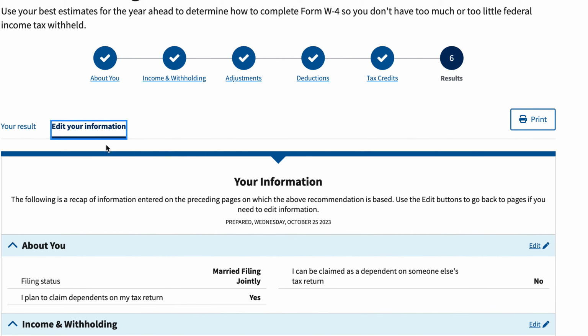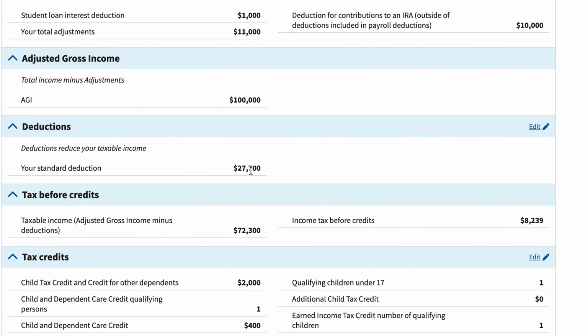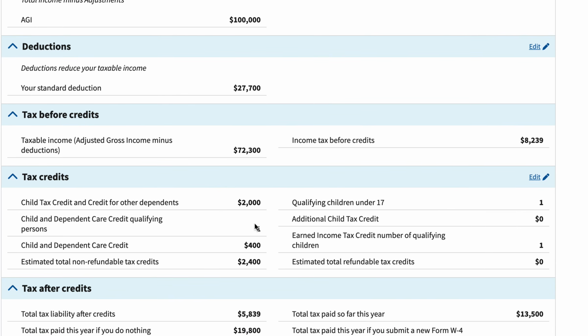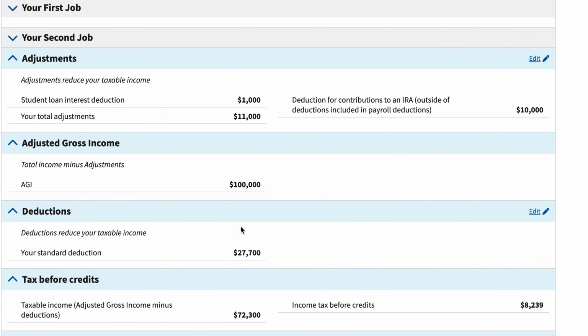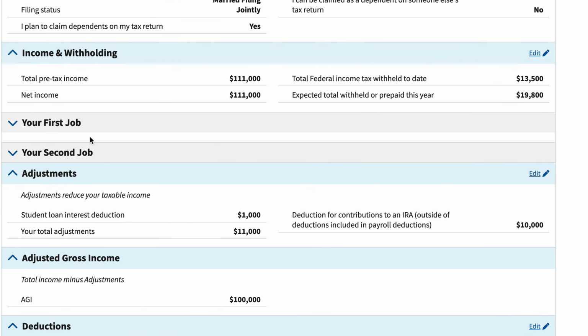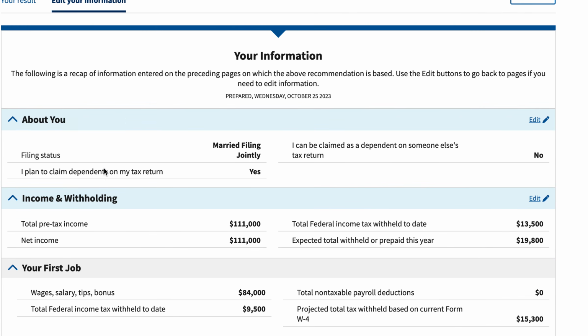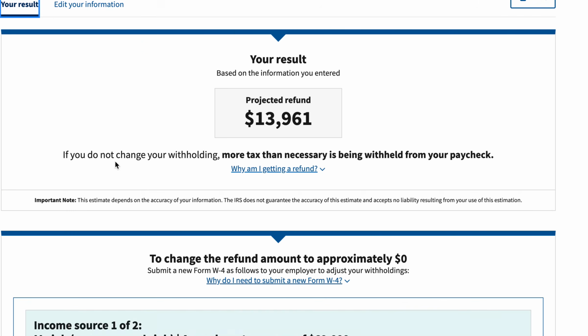And oh, by the way, you can go back and check out all of this information. Oh, let's double check this. Let's go double check this tax credit situation. Maybe we're not eligible. Maybe we missed some itemized deductions. Maybe we missed some adjustments to income, right? You can do all of these things simply by going through this tax estimator. And then, of course, you can print everything if you wanted to.